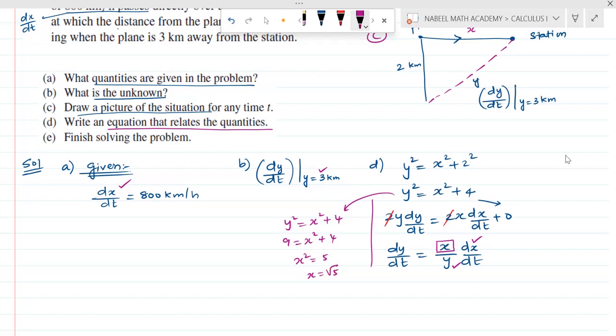So when I substitute these values, what happens? Root 5 over 3 times 800. If you simplify this, it is approximately 596 kilometers per hour. So this is my dy over dt.